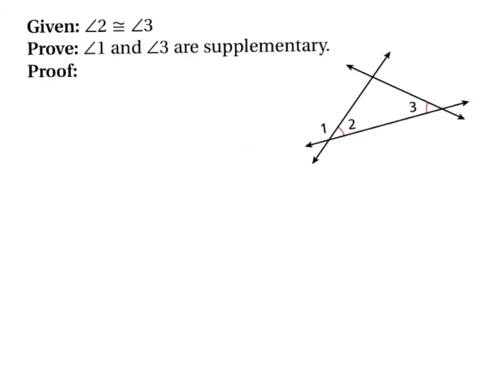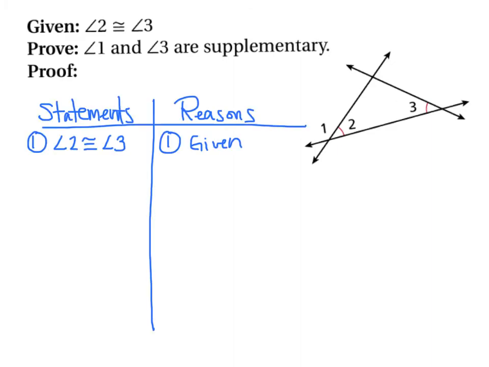Let's try another example. Angle 2 is congruent to angle 3. There's our given. Notice that it's already been marked in our picture. We want to prove that angle 1 and angle 3 are supplementary. So let's first make our proof outline. I've already put down the given, which is that angle 2 is congruent to angle 3. So let's try to think of a plan. We have to prove that angle 1 and angle 3 are supplementary.